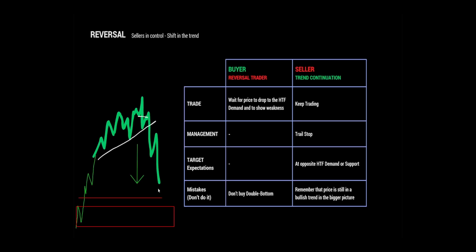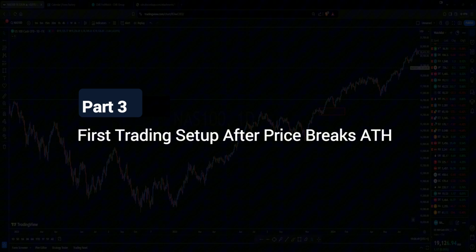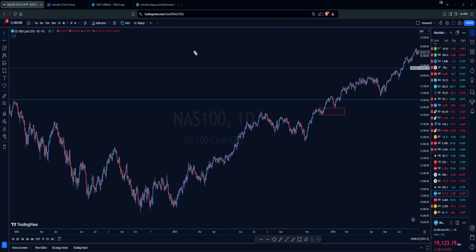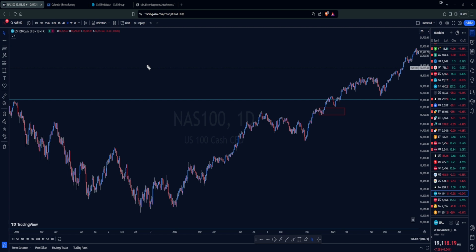Now let's take a look at the first trading opportunity that we have as soon as we break all-time highs. That's basically to see if you are going to have a breakout or a fake out situation after you take the all-time highs. And this can be used for either the buyers or the sellers. So we have the high in here. All right, so I'm going to do some drawing now. So let's pretend that you have the all-time high in here, and now price was finally coming back into this level, and it's now retesting this all-time high.